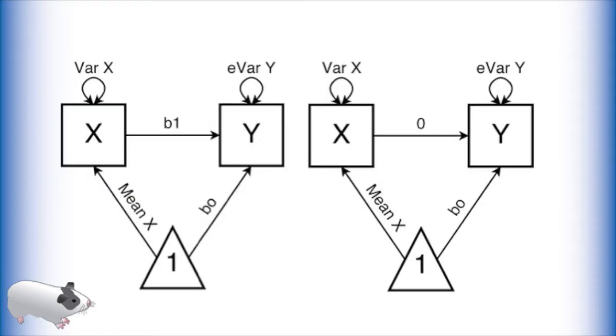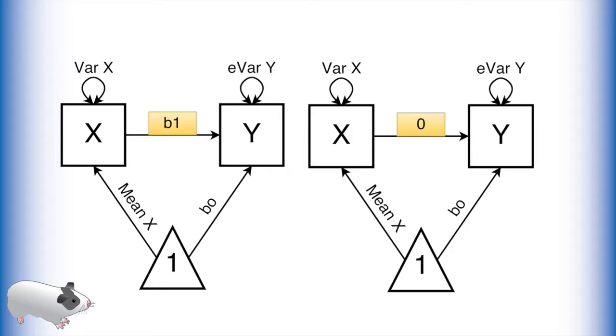In this case, we can compare the likelihood of these two models. These models look very similar, but there is a key difference. In the left model, we are modeling an effect from x to y called b1. This effect is estimated freely by OpenMx and theoretically can be any number. The model on the right has this value fixed to 0.